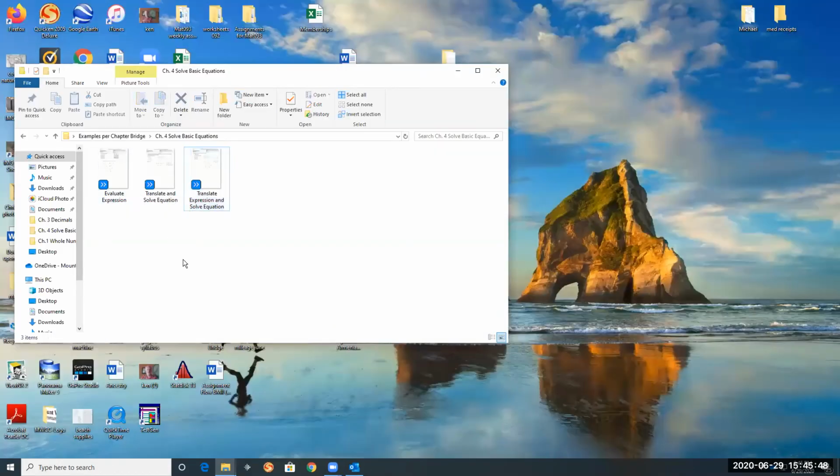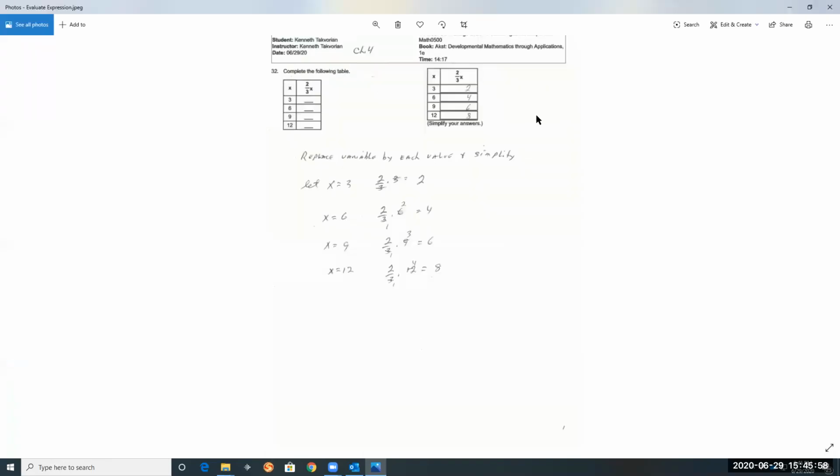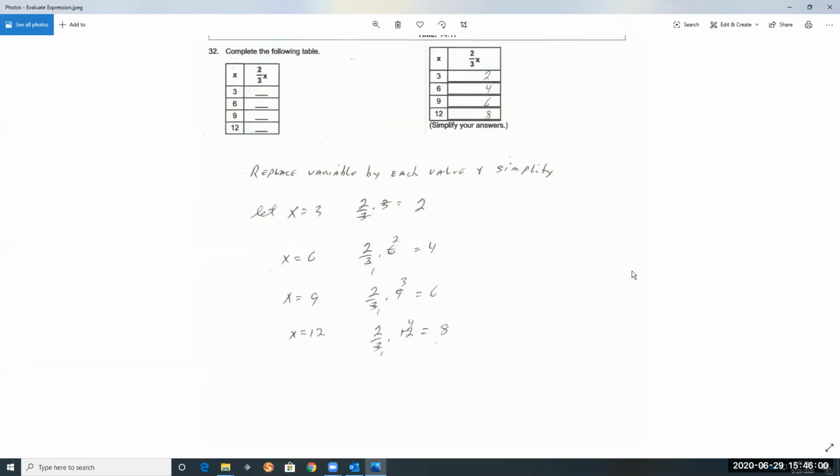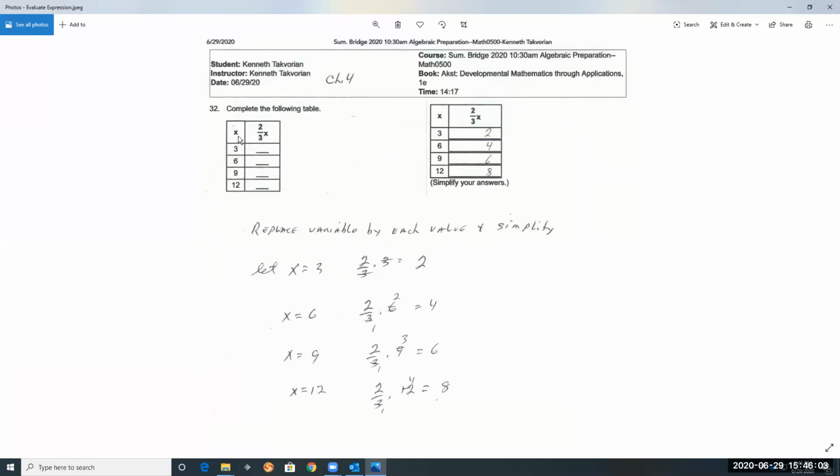Lastly, let's evaluate an expression. This is going to be helpful when we get to graphing. Here we have a table where the x values are given: 3, 6, 9, 12. The expression is 2/3 times x. We want to find out what that is equivalent to for each of these values of x. So we're going to replace the variable in the expression by the given values, and then we're going to simplify.